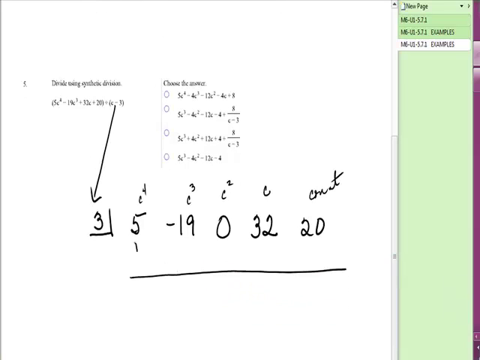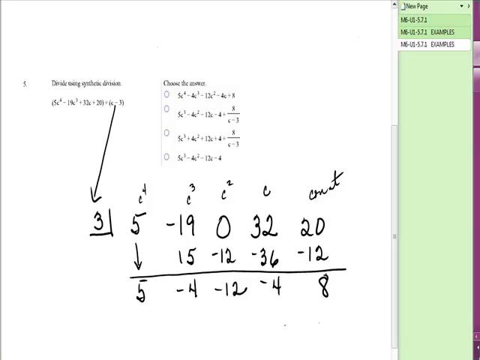All right, we're going to bring down the first number, bring down the 5. 5 times 3 is 15. Add for negative 4. Negative 4 times 3 is negative 12. Add for negative 12. Negative 12 times 3 is negative 36. Add for 4. Negative 4 times 3 is negative 12, which has a remainder of 8.